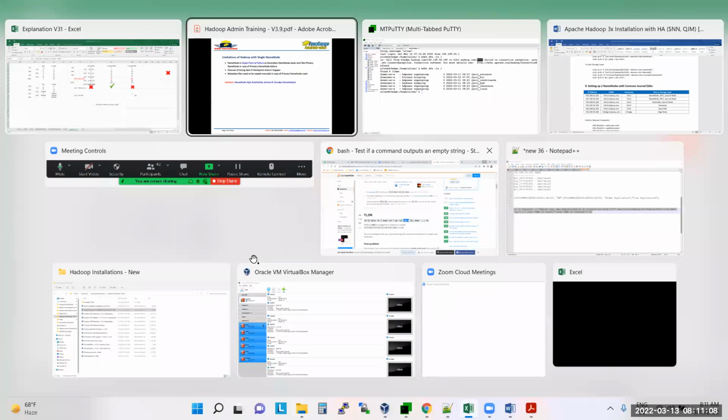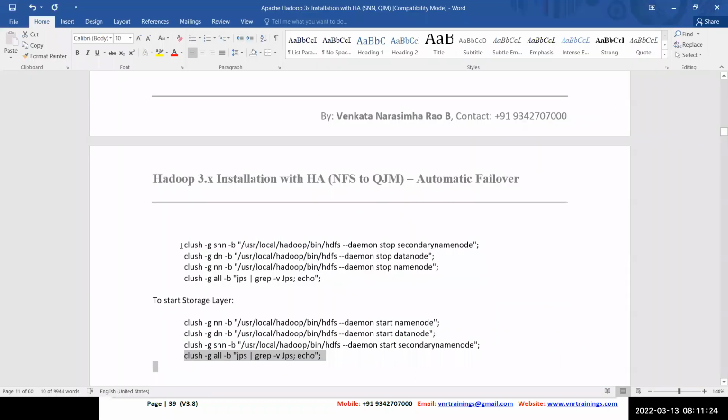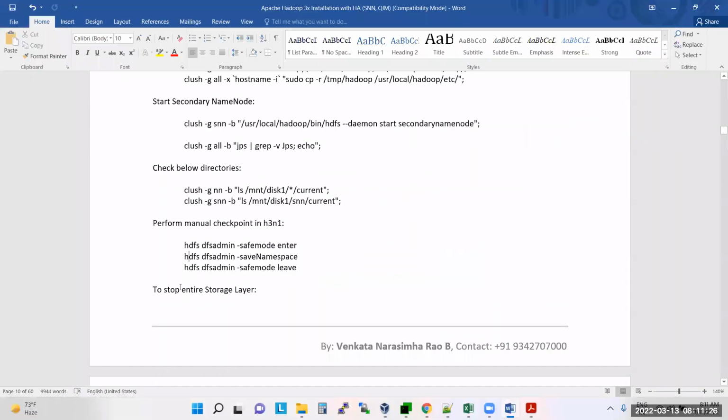And guys, in between, we have something called a manual checkpoint also. Checkpoint can be performed manually also. If you want to perform a checkpoint manually, these are the commands we have. First, you need to put the name node into safe mode, then perform the checkpoint, then bring the name node out of safe mode. These are the commands which you need to perform.